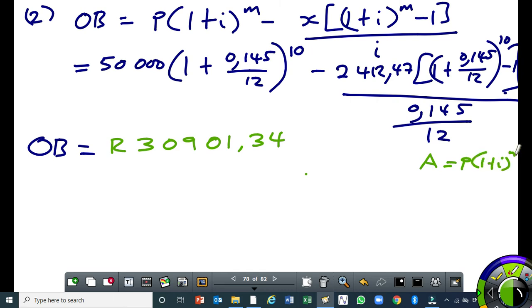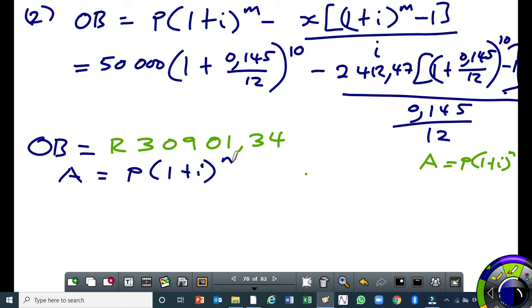Okay? Just to remind you, the moment the person starts missing those payments, it's no longer an annuity. It stops to be a what? An annuity. Okay? Therefore, the compound interest formula kicks in. So, after this, we then have to use the compound interest formula. A equal to P times 1 plus I raised to the power of N.